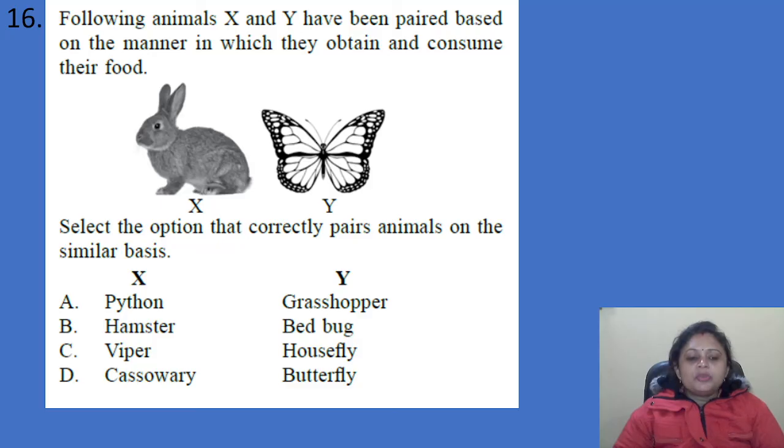X, Y. Option A, python, grasshopper. B, hamster, bedbug. C, viper, housefly. D, cassowary, butterfly. So here the correct answer is option B. So hamster, it is having the similar manner of obtaining or consuming their food as rabbit, and bedbug is similar to butterfly.